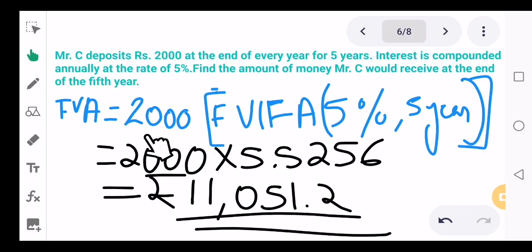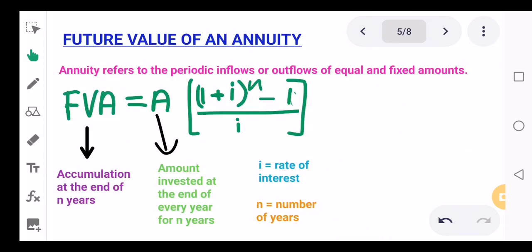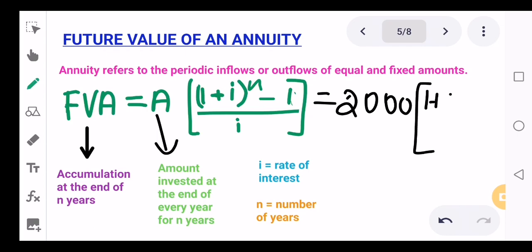5% for 5 years, 2000. So I used this particular table and found the answer. Now there is another way of solving this. As you know, we have to use this formula. Using this formula is very easy because you just have to replace things. A is 2000, 1 plus 0.05.